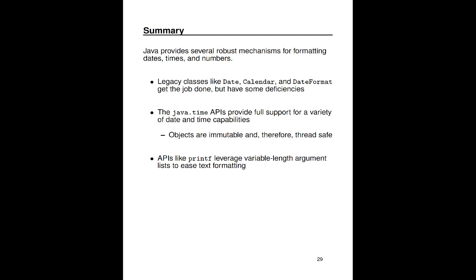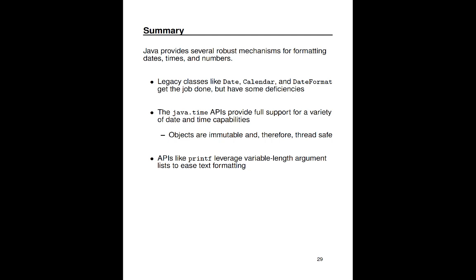So that concludes our tour of Java's facilities for working with dates and text. As I hope you saw, there are several really robust mechanisms for working with numbers, with times, and with dates. There are some legacy APIs like the java.util Date, Calendar, and DateFormat classes that get the job done, and you'll probably see that in a lot of older code. But there are some deficiencies that then motivated the authors of the Java APIs to introduce the java.time packages. The classes in these packages provide full support for a number of different date and time capabilities. As we saw, the objects in those APIs are largely immutable, and therefore they're thread safe.